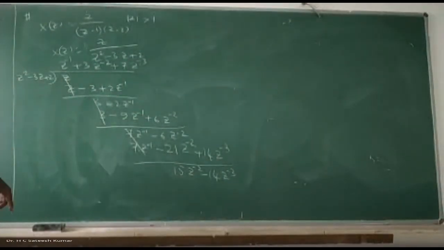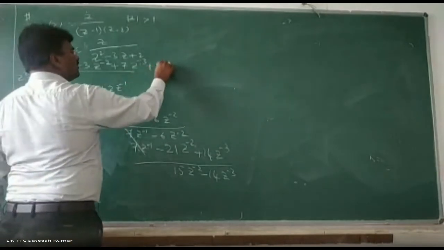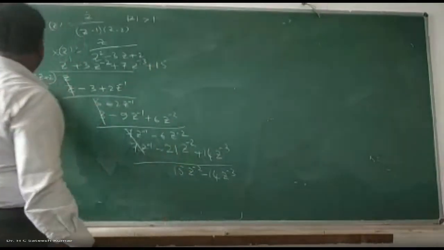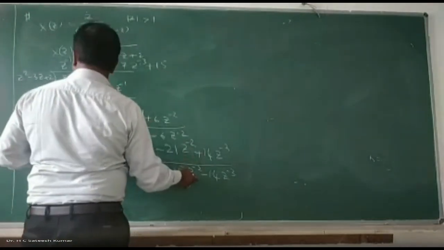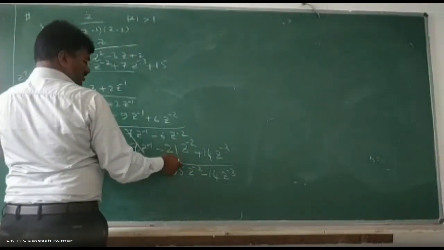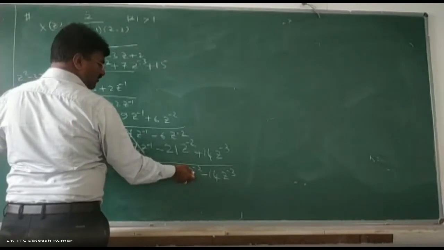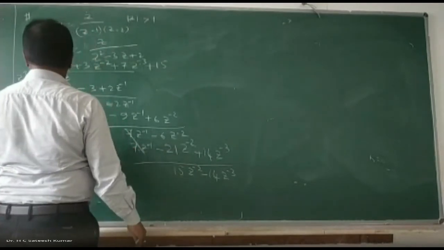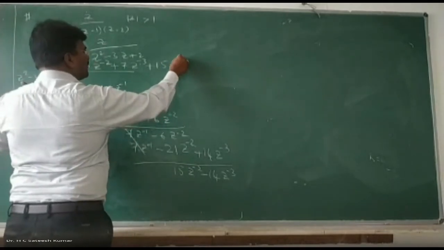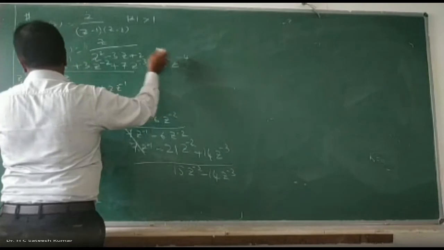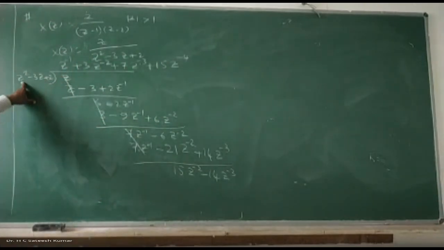Now, if you want to get 15 means we multiply by 15. If you want to get z to the power of minus 2, here z square is there, multiply by z to the power of minus 4. Z to the power of minus 4 into z square is what? Z to the power of minus 2, you will get it. Okay, right? So therefore, you will get this, right?